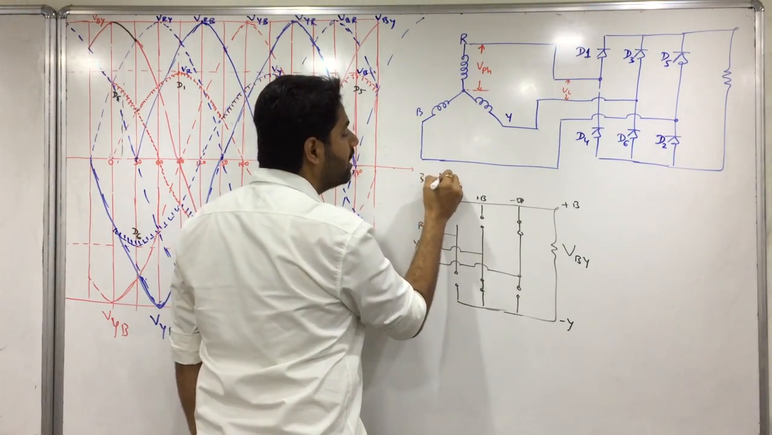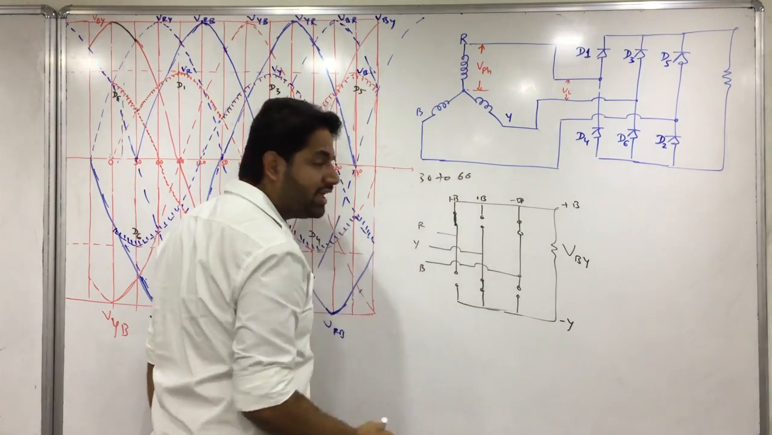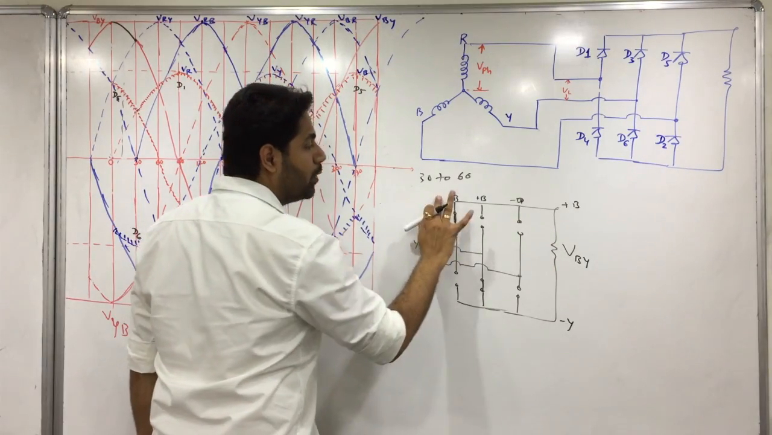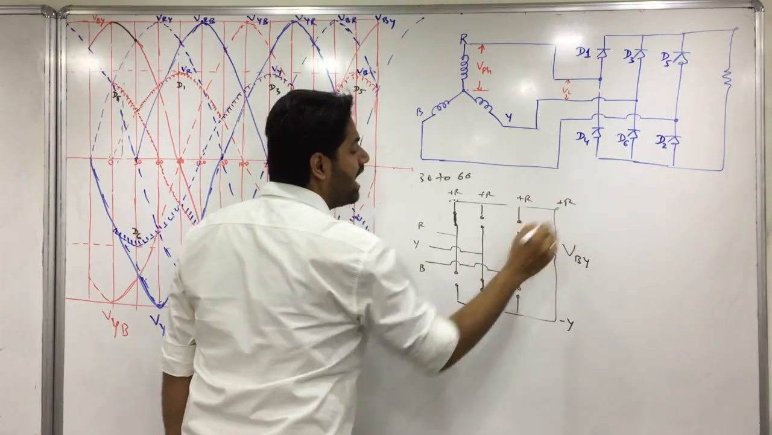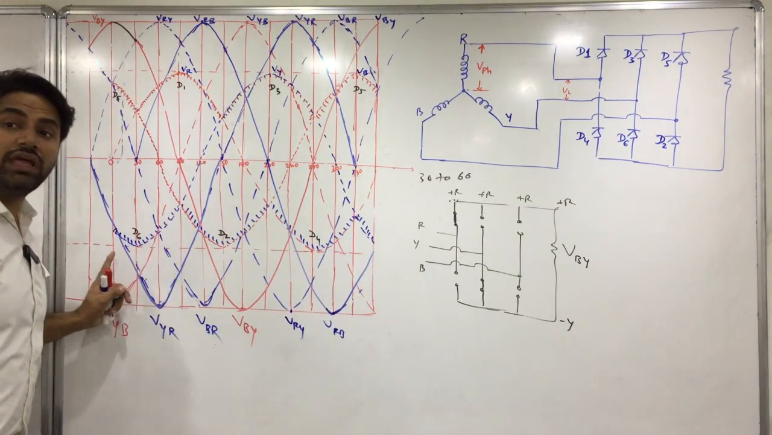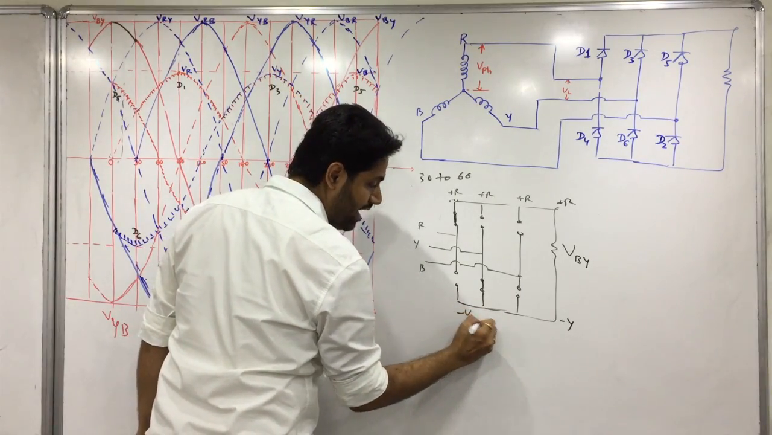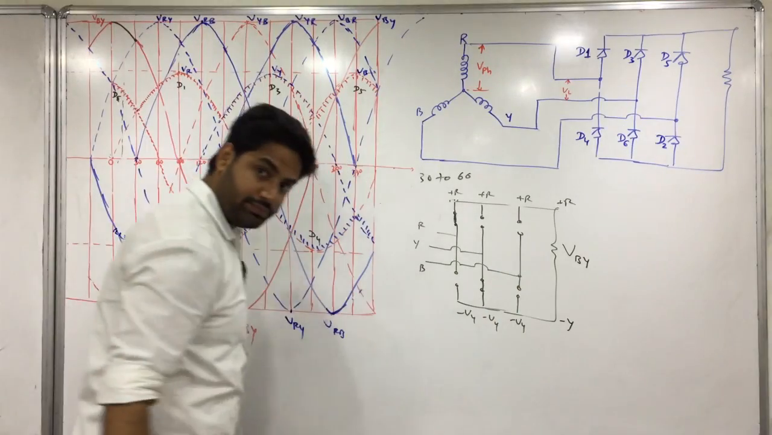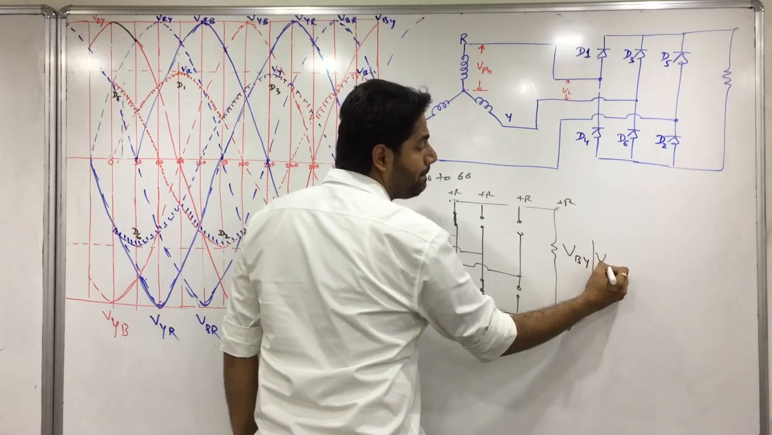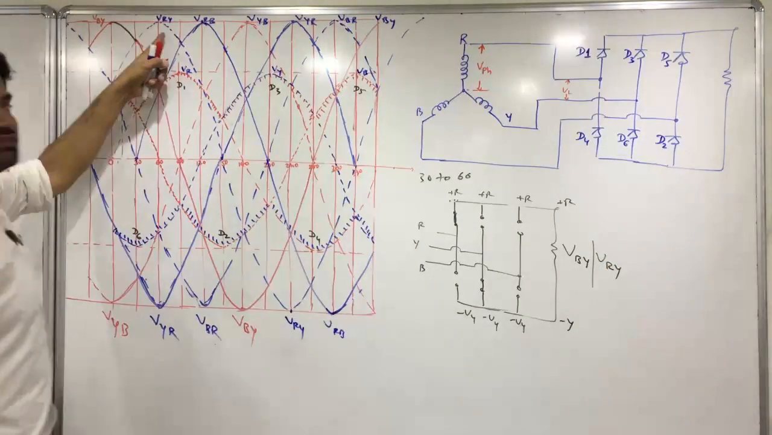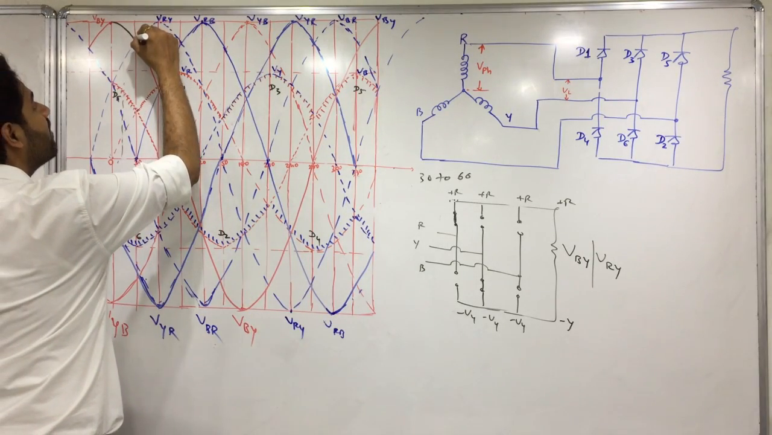Now 30 to 60. This will switch over here and this will become open circuited. So plus R will appear, but maximum negative is D6 only. So which is appearing? Vy, so this is minus Vy. So now instead of Vy we have got VRY. So see, it is VRY. Got it? Fine. So you have got VRY.